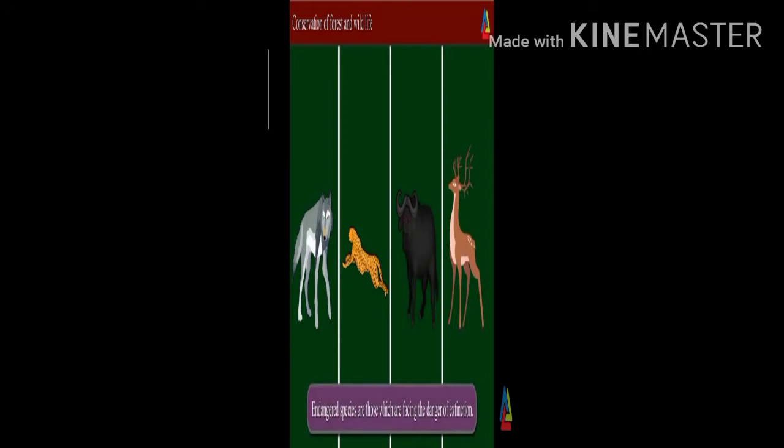There are some animals whose numbers are diminishing to a level that they might face extinction. These are endangered animals. Examples of endangered animals are wolf, leopard, wild buffalo, and barasingha. An ecosystem is made of all the plants, animals, and microorganisms in an area along with non-living components such as climate, soil, river, deltas, etc.